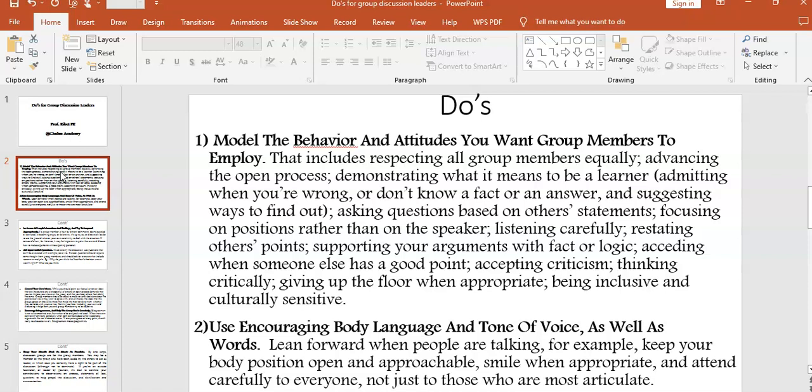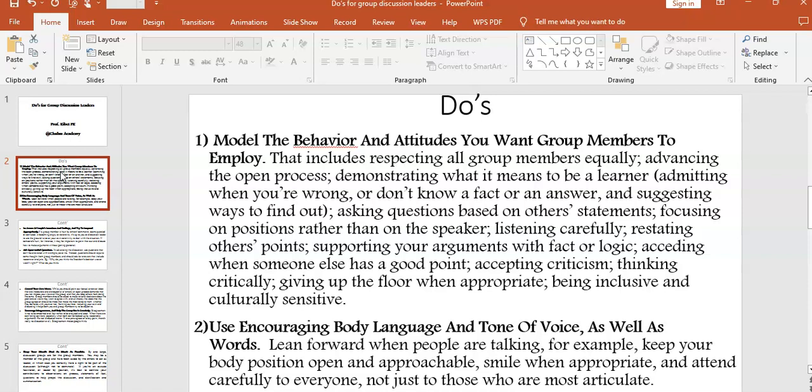It also means asking questions based on other statements, focusing on positions rather than on the speaker, listening carefully, restating others' points, supporting your argument with fact or logic, acceding when someone else has a good point, accepting criticism, thinking critically, giving up the floor when appropriate, being inclusive and culturally sensitive. So as a leader, you need to model the behavior and attitudes you want your group members to employ.